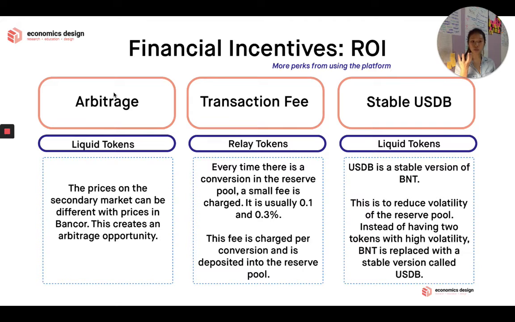Because if we have a pool that has BNT and the reserve token, both of them are quite volatile. If the reserve pool has two tokens that are volatile, then it makes the pool in general quite volatile, because you have so many variables affecting it. So what we want to do here is reduce the volatility by replacing BNT with a stable USDB. USDB is a liquid token as well, and it's used in the ecosystem.